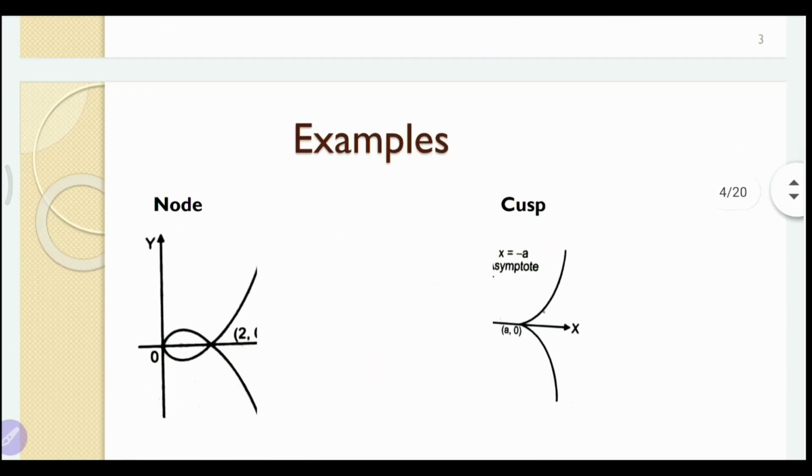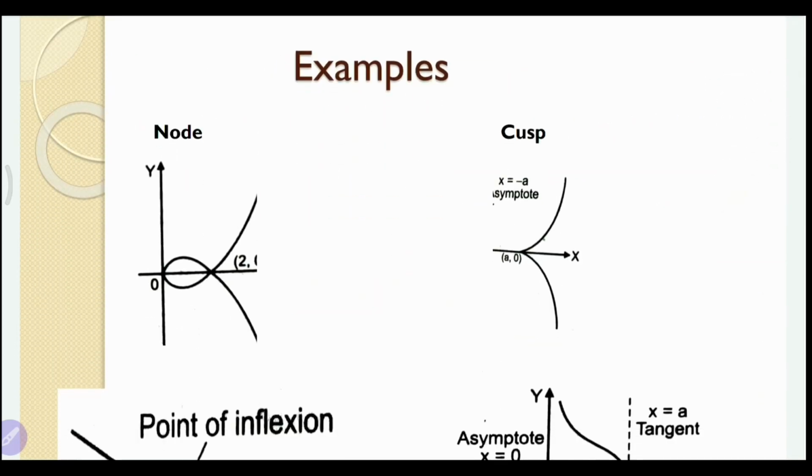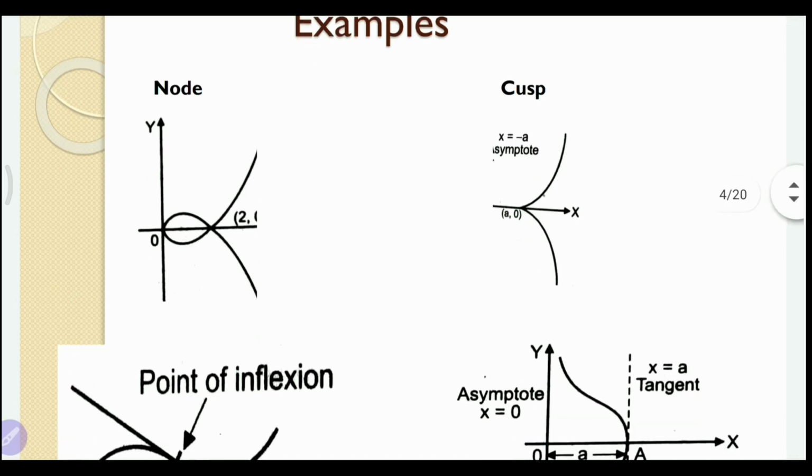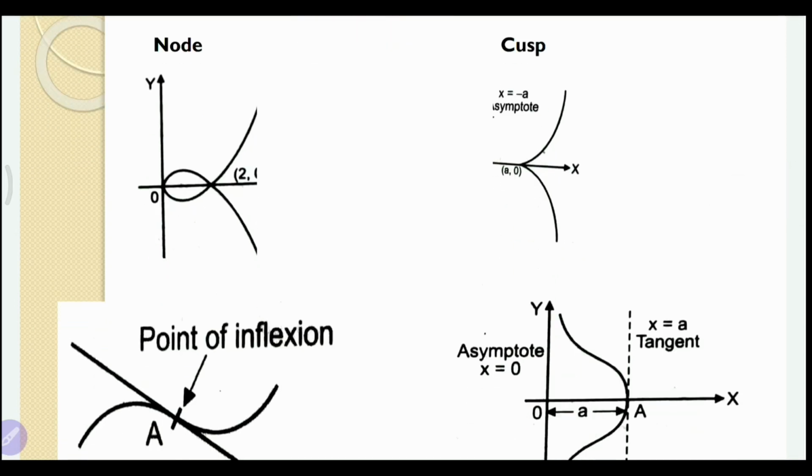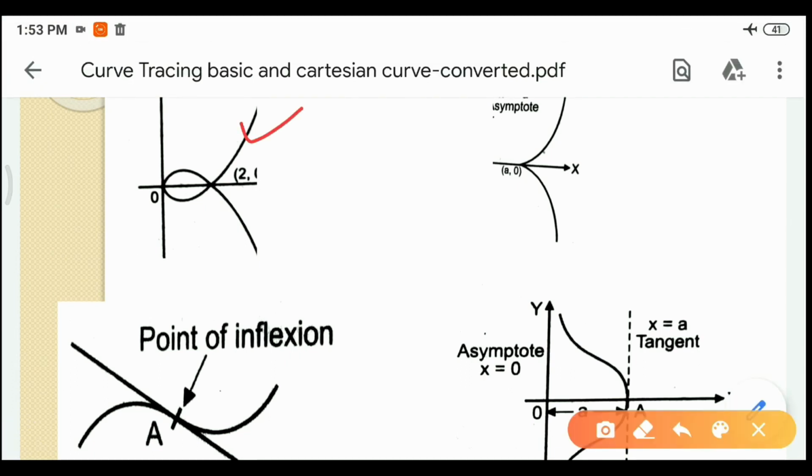As I told you, these are the diagrams of node, cusp, point of inflection, and the asymptote. A node is nothing but this: we have two different branches, and a point which is a double point, and for two distinct branches we are going to have two distinct tangents. If you look at these two branches, this branch and this branch, and draw the tangent to each, this is one tangent and this is another tangent. Since the two distinct branches have two distinct tangents, it is called a node.